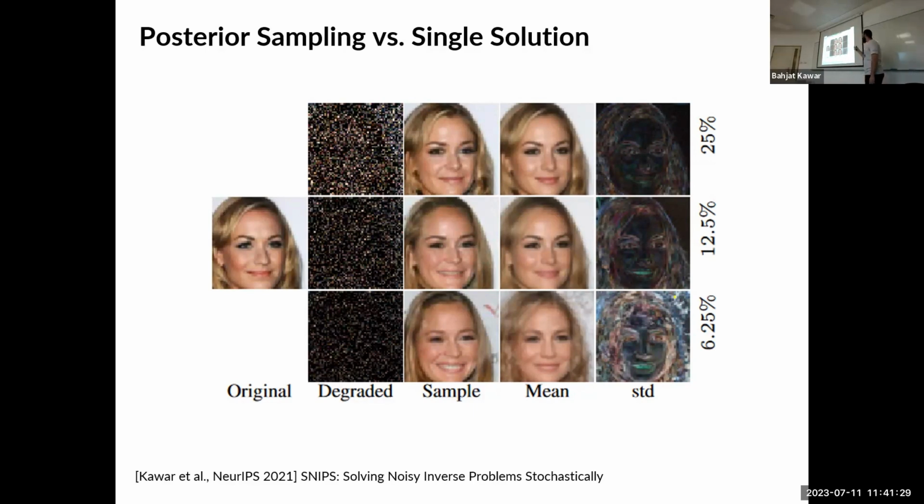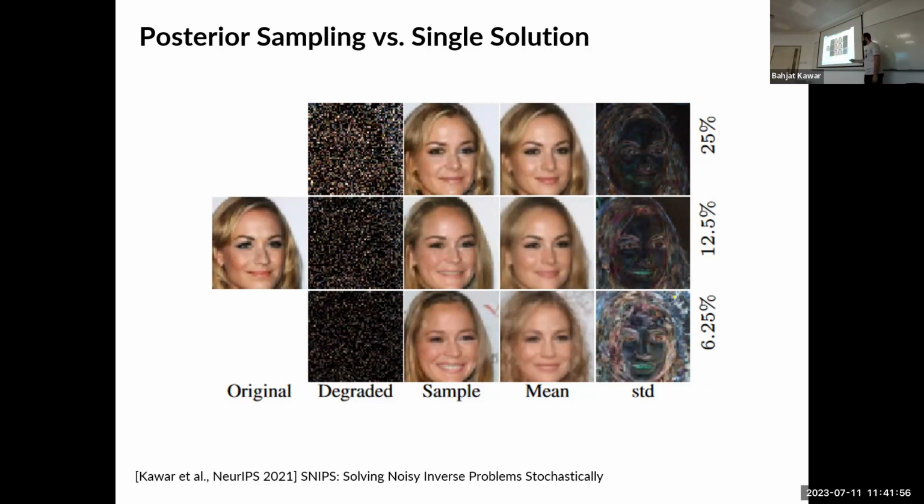Now, because the problem becomes harder, it becomes more uncertain. And since we can sample from the posterior distribution, we can also look at the standard deviation of samples, and we can measure the uncertainty in the problem. So that's another good thing that sampling from the posterior brings. Our algorithm is stochastic, so we can draw many samples for this measurement and look at their standard deviation. That's what we did in the final column.